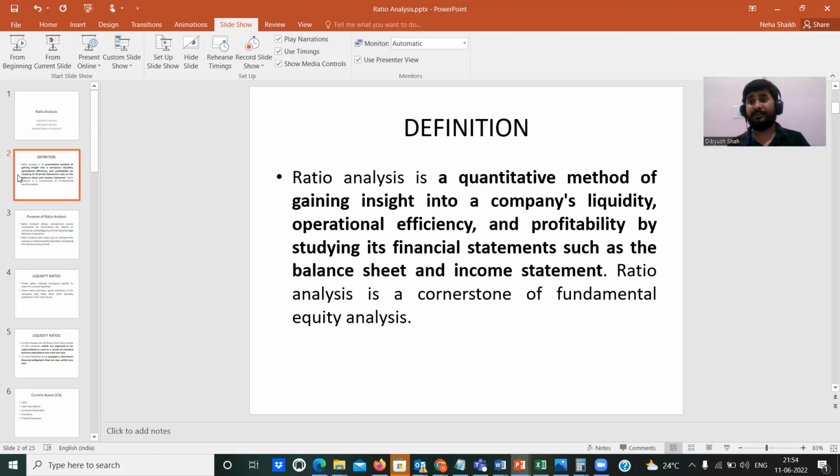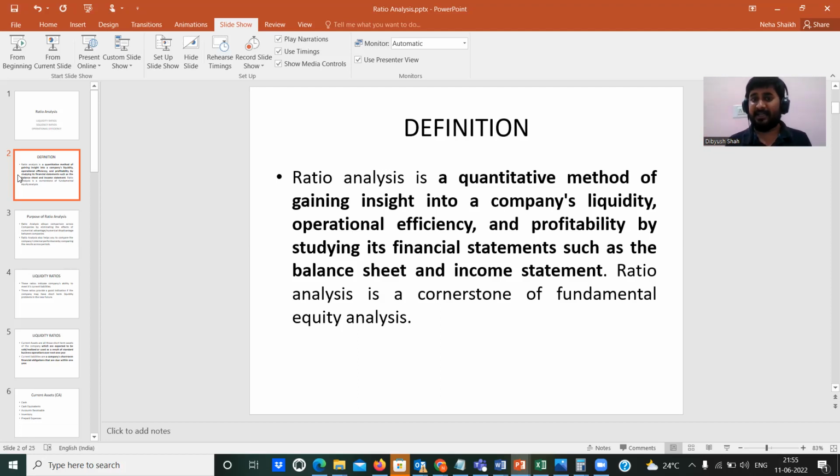What do you mean by quantitative? That deals with numbers. It has certain numerical values through which we can gain insight into what the company's liquidity position is right now or in the foreseeable future, what the company's operational efficiency is right now and in the foreseeable future, and profitability analysis.